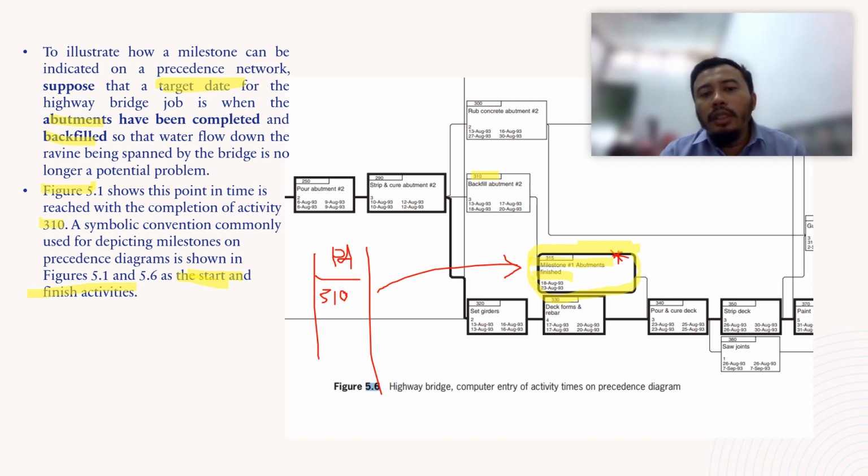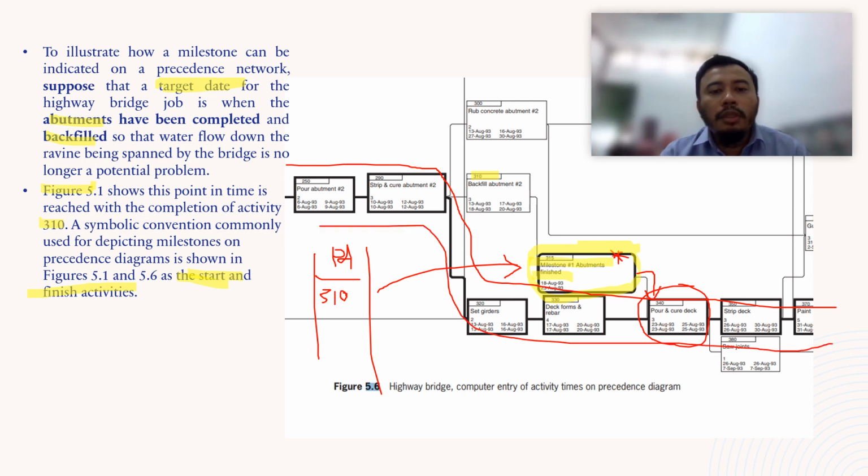Once you have completed this milestone, it will be connected to the next activity, which is the deck concreting here. So it is connected finish to start. Finish on the 23rd, and then it will start this activity. And also you can note here, this is the critical activity, the critical path for this bridge project.